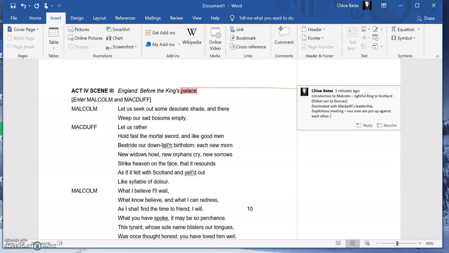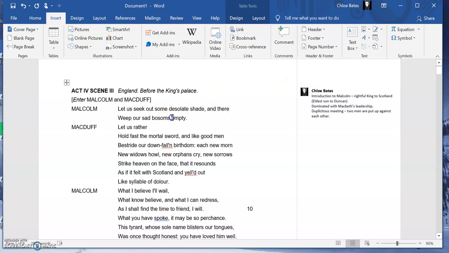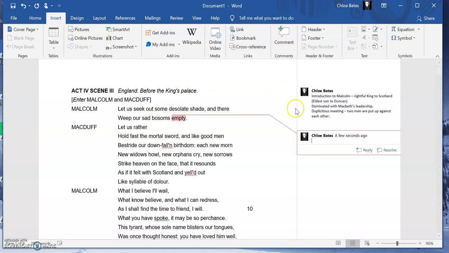Right, let's do this. Okay. "Let us seek out some desolate shade, and there weep our sad bosoms empty." Which is pretty much saying that he's mourning the loss of a kingdom, which is Scotland, and also what's happened to it.